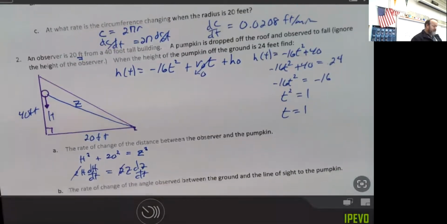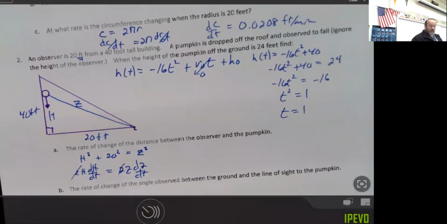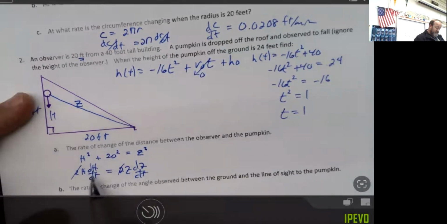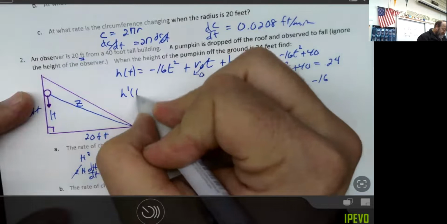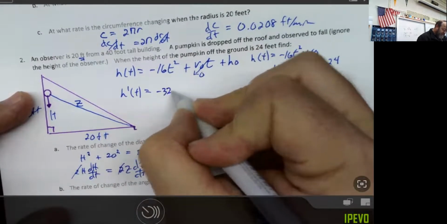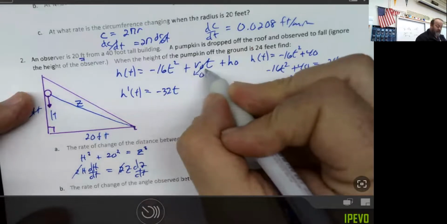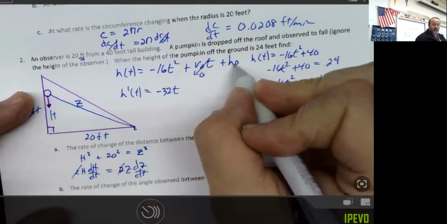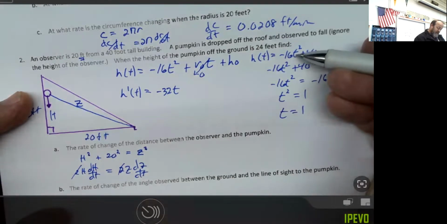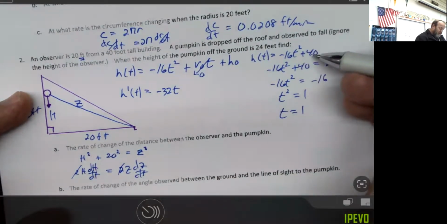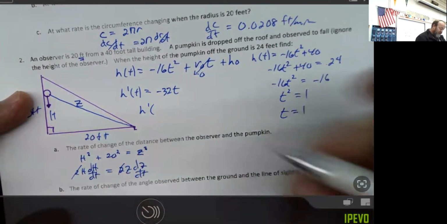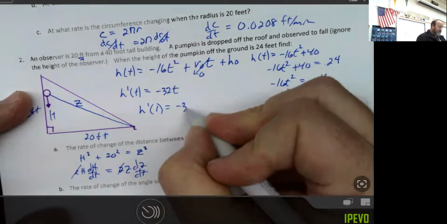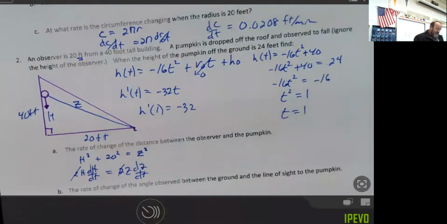But what I don't have is dh/dt. But what's nice about this is h is a function of time, so dh/dt is really h prime of t. And so if I did that, I'd get negative 32t. This was 0, so its derivative is gone. This was a constant, so it disappears. And again, if you take the derivative, you get negative 32t plus 0. So what would be h prime at this particular moment in time, h prime of 1, would be negative 32. So I know that dh/dt at this particular moment in time is negative 32.